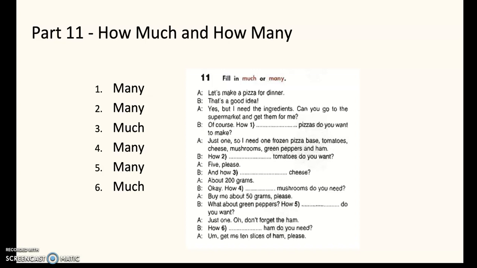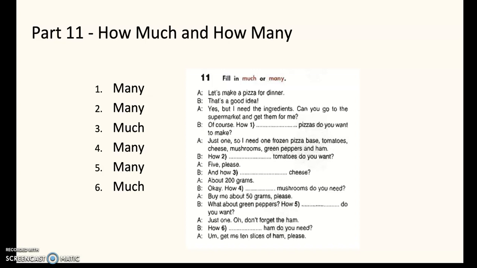For the last part of last week's assignments, we talk about how much and how many. I think some of you can already answer this correctly. For example, number 1, how many pizzas? Pizzas are countable. The same with number 2, tomatoes. We use how many tomatoes do you want, because tomatoes are also countable.